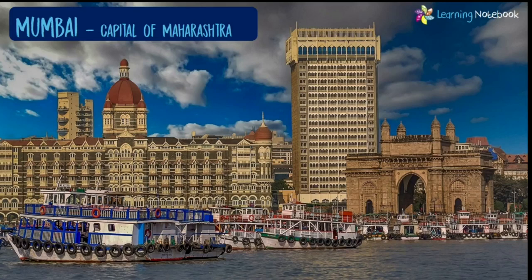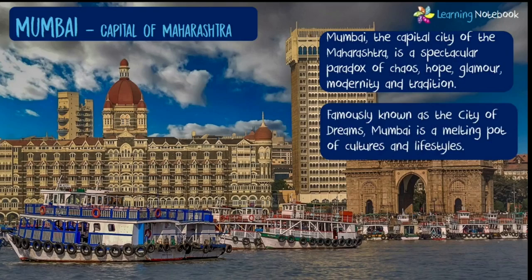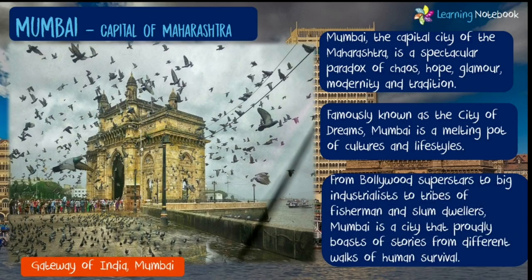The first famous place of Maharashtra is Mumbai, which is the capital of Maharashtra. Mumbai is a spectacular paradox of chaos, hope, glamour, modernity and tradition. Famously known as City of Dreams, Mumbai is a melting pot of cultures and lifestyles.